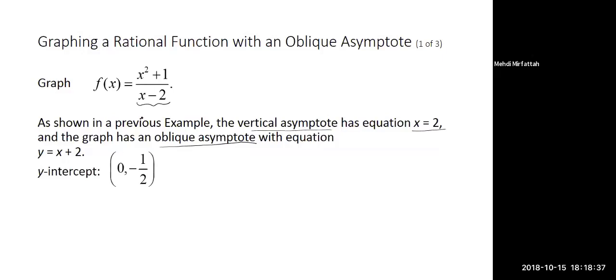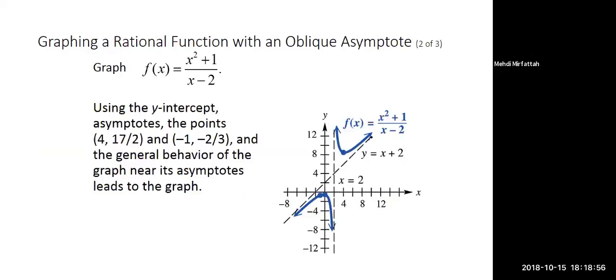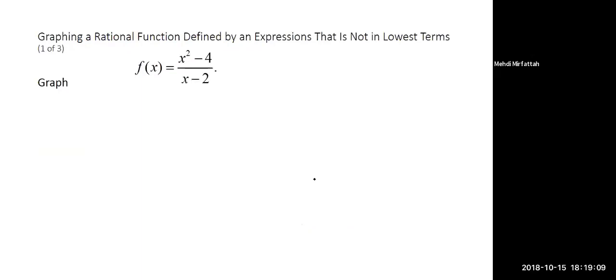For the y-intercept, you let x equal 0 and solve for y. It has no x-intercept, because if I let this equal 0, there would be no real zeros there. And the graph doesn't intercept the oblique asymptote. We can verify that. And that would be my graph. This is my oblique asymptote, and my graph is going to get closer and closer to these asymptotes. And we can verify all these using our graphing calculator.